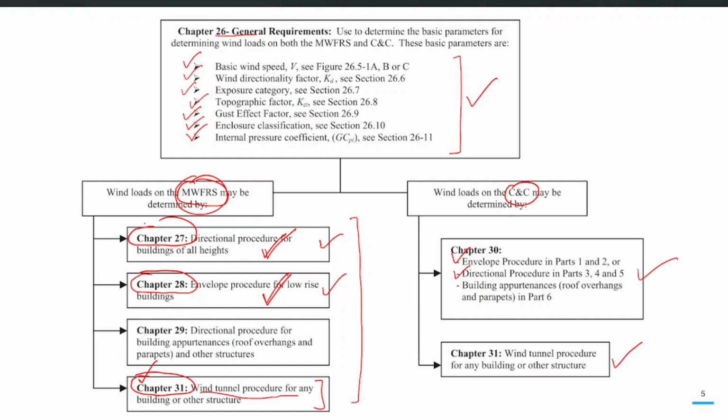Although the conventional procedures 27 and 28 are supposed to cover most of the cases, they may not cover all cases, and for some special structures and some high-rise buildings you can directly go to the wind tunnel testing procedure, which is considered the most accurate of all.